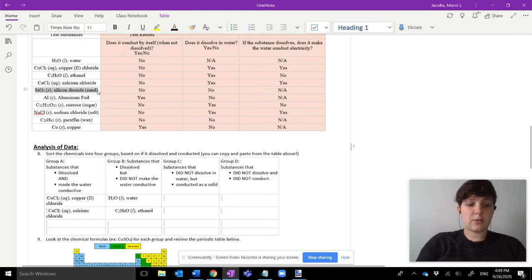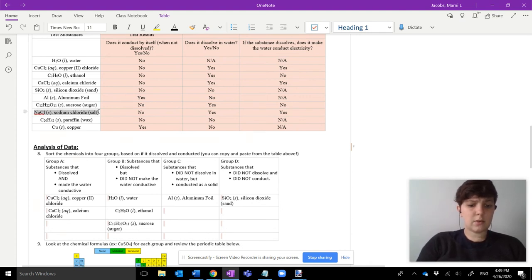Silicon dioxide, which is just sand, grains of sand, doesn't conduct by itself. It doesn't dissolve, and so the water is just water with sand in it. Substances that don't dissolve and don't conduct, we're going to put here in group D. Aluminum foil, that just conducts all by itself and it doesn't dissolve. So that's going to be our first one here in group C. It did not dissolve, but it did conduct as a solid by itself. Sugar does not conduct, but does dissolve, but it doesn't then make the water conductive. So that's going to be another one for group B.